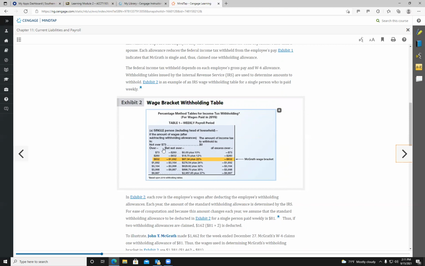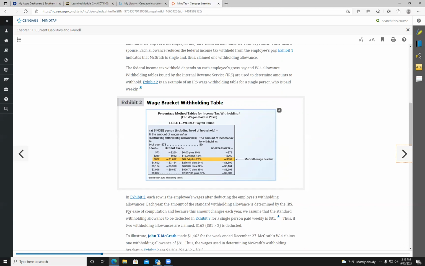Next, we come over here and find out their salary bracket. Each row shows the employee's wages after deducting the employee's withholding allowance. Each year the amount of the standard withholding allowance is determined by the IRS.